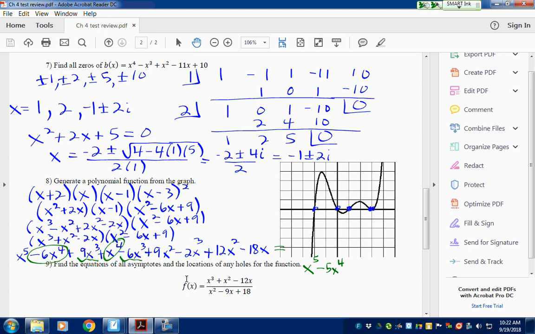So I think all the squiggly ones, I caught all of them. So 3 and then minus, so minus x to the third. And then 12x squared. 9x squared is 21x squared. And then minus 18x. That's a polynomial.